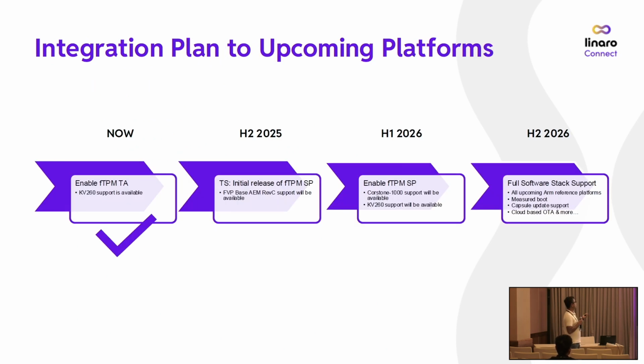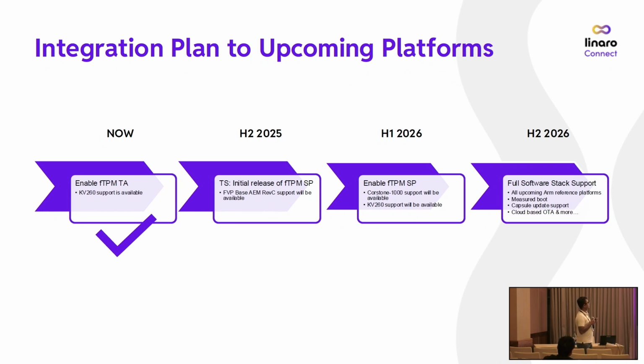So now we have seen what fTPM SP is all about. Let's look at when it will be available in Cassini. As Gogan explained, we already have the fTPM TA available right now, and KV260 is a supported platform. And probably in the early second half of 2025, we should have the initial version of fTPM SP released on Meta Arm.